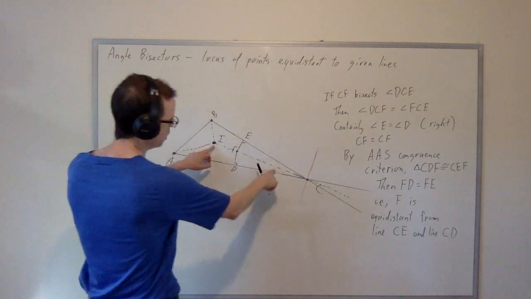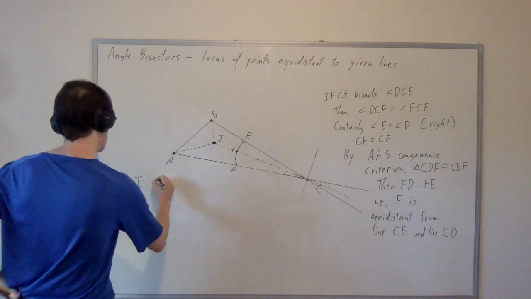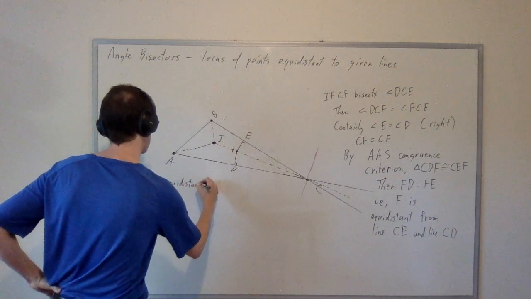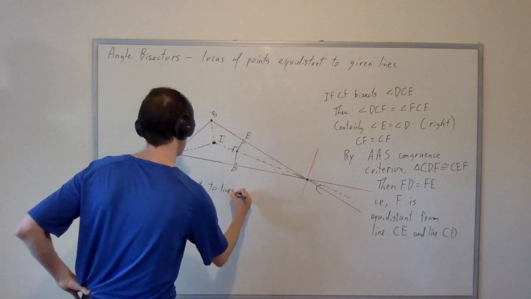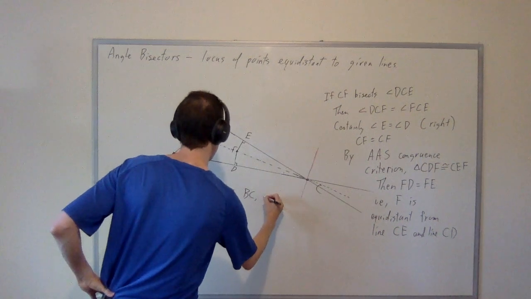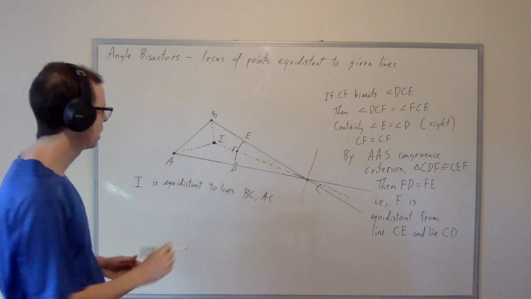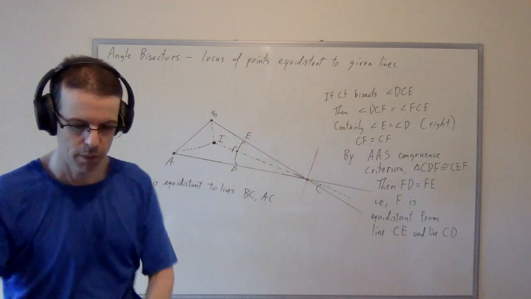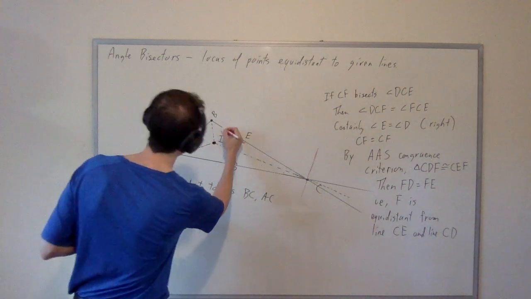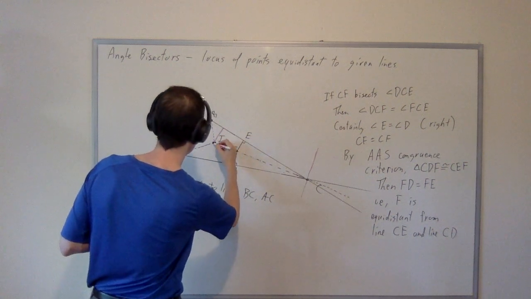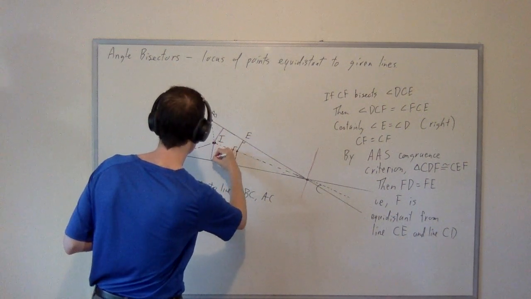On the grounds that I is on this original bisector, I is equidistant to lines BC and AC, right? This line and that line. The distance from I to those lines is equal in both cases. And let's draw it in pink as a perpendicular. So this thing is equal to this thing.